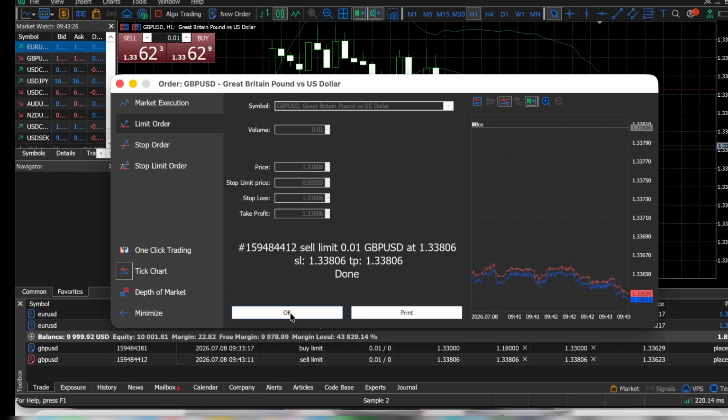Finally, after reviewing everything, click to confirm the sell setup below. A good habit is to always check the order type, trigger price, stop loss, and take profit one last time before submitting. That helps prevent simple mistakes and makes your trading process much more consistent.